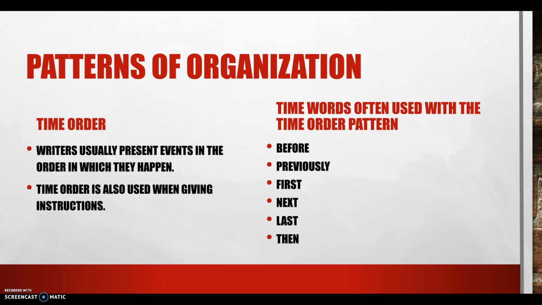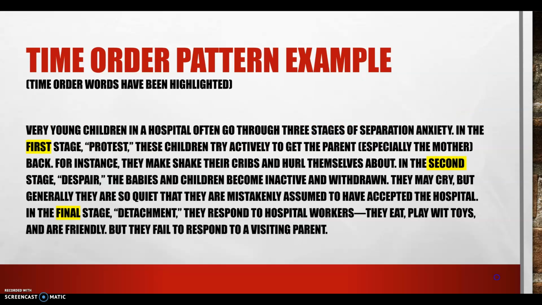Then there's the pattern of organization, time order. Again, this is just what it signifies. Writers usually present events in the order in which they happen. A reporter is not going to recount an incident and mix up the order in which it occurred. Time order is also used in a paragraph that gives instructions, like a recipe or how to assemble something. Even if it isn't written in a list, but it's written in paragraph form, if you mix up those instructions and you put them out of the time order, that's not going to work. So some time words that you'll see are before, previously, anything that signals order, first, second, third, next, last, then, in the chronological order that something is to occur.